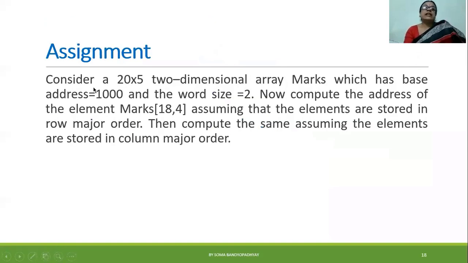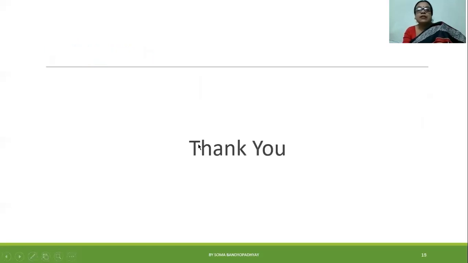So this is your assignment. Consider a 20 cross 5 two-dimensional array Marks which has base address 1000 and word size equal to 2. Now you have to compute the address of the element Marks[18][4], that means the row index is 18 and the column index is 4, assuming that the elements are stored in row major order. Similarly, you have to compute the same, assuming the elements are stored in column major order. So you have to calculate this. This is your assignment. Okay, thank you.